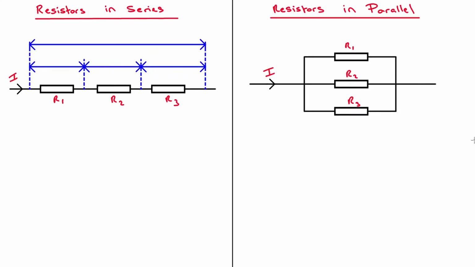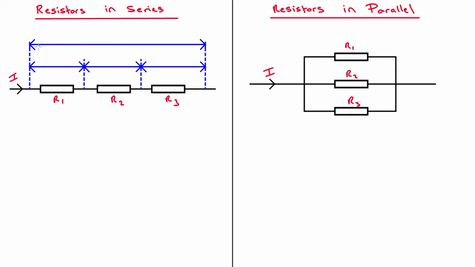Here we are going to look at connecting different combinations of resistors in both series and parallel networks. So if we look on the left of the screen here, we've got three resistors which are connected in series. We know they're in series because there is one path for the current through each of the three resistors.